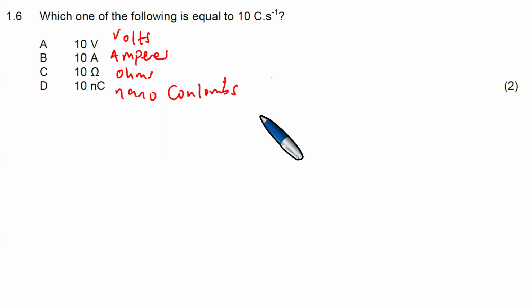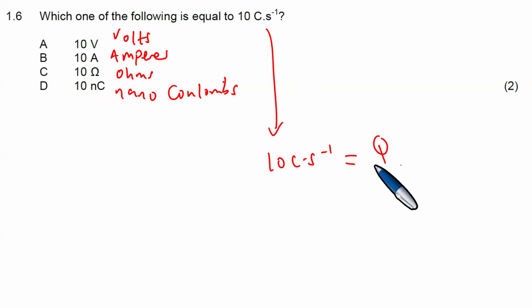Okay, so you are looking at these here. It's 10 coulombs per second, which is the same as what? Which is the same as charge per unit time. And what formula is this at the back of the exam paper? Charge per unit time is equal to what? Who knows this formula?